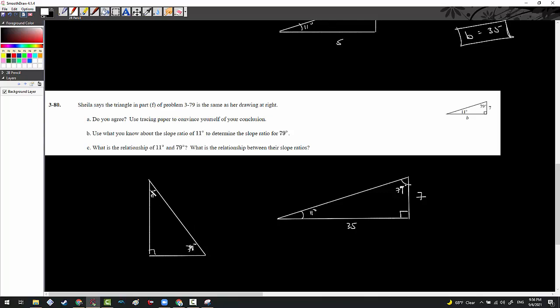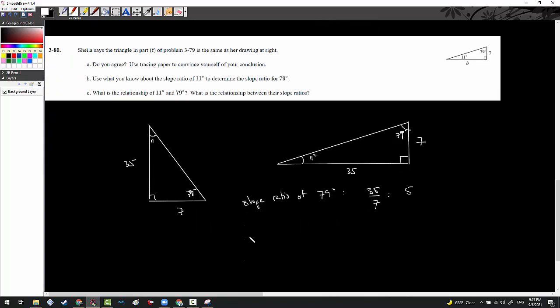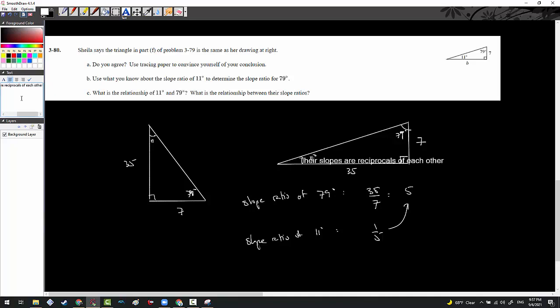So from here, if I calculate the slope ratio of this triangle, I'm going to get the 7 on bottom and the 35 up top, which means the slope ratio of 79 degrees is going to be 35 over 7, or 5, right? But again, the slope ratio of 11 degrees is 1/5. So what they're trying to get you to see in part C here is that the relationship between their slopes is that their slopes are reciprocals of each other.